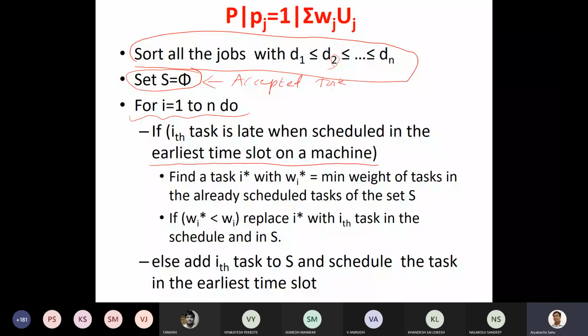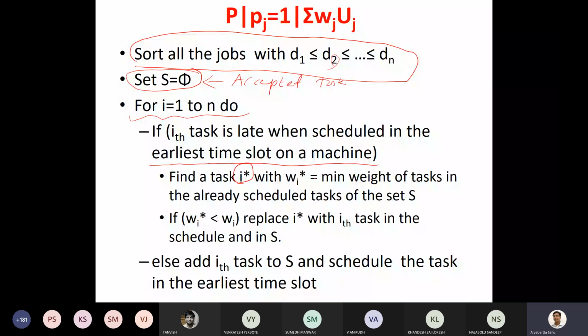So what is the meaning? The meaning is which tasks to replace and how to replace. Find a task i star, another task, with weight W i star, the minimum weight of tasks in the already scheduled tasks of set S. Suppose you have already scheduled 10 tasks and you are considering the 11th task, and the 11th task's deadline is a little bit higher as compared to the already scheduled 10 tasks. That we know because all the jobs are sorted based on the deadline.